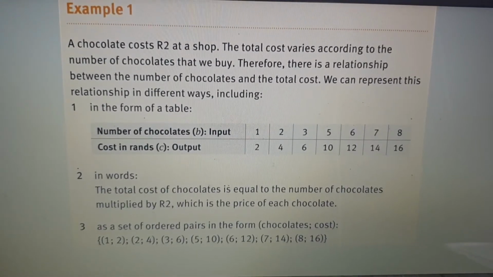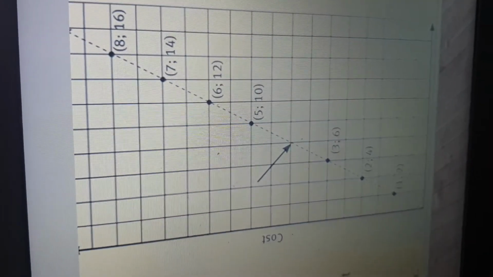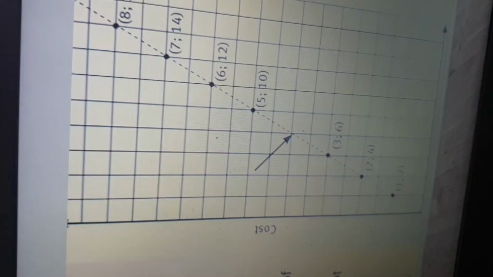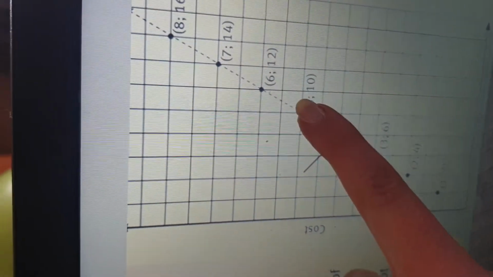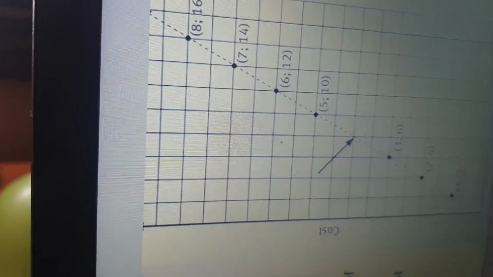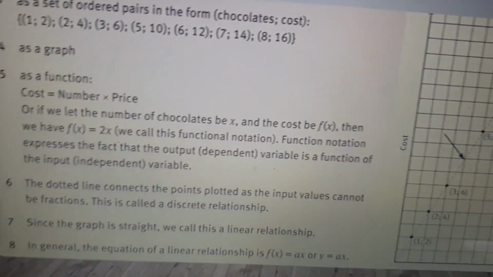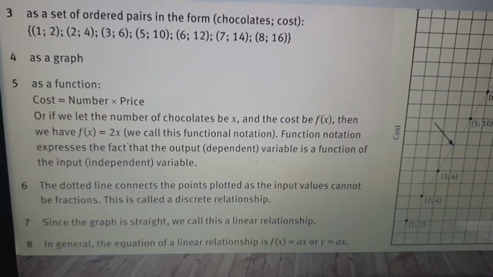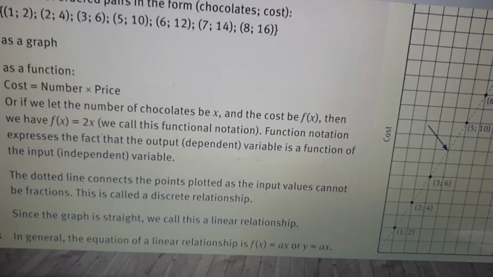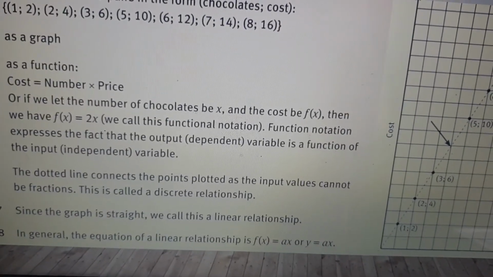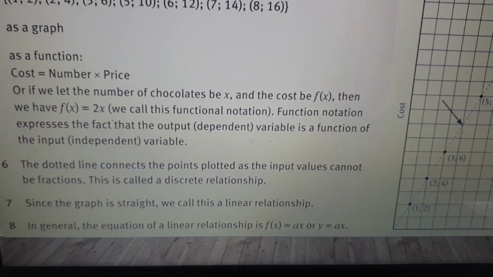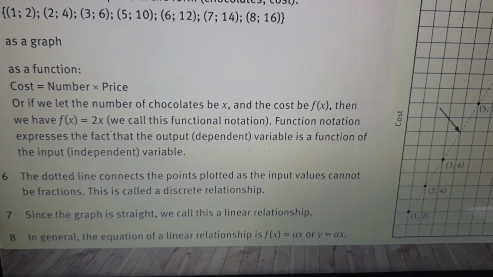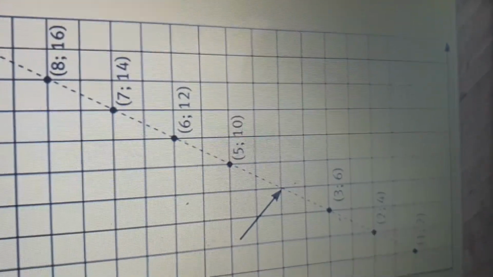This can be put into a graph. Here you can see when we do it on the graph, it's our x value, our y value, our x value, our y value, our x value, our y value. Okay, the next thing we can do is we can also write it as a function. This means the cost is equal to the number of chocolates times the price. And when we write that into a formula, please have a look here. f(x) equals 2x.